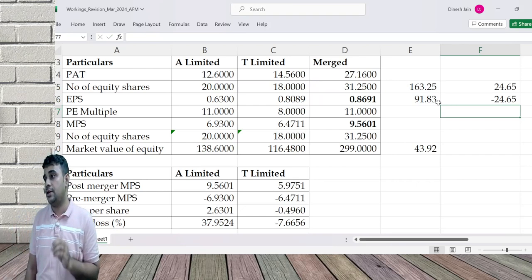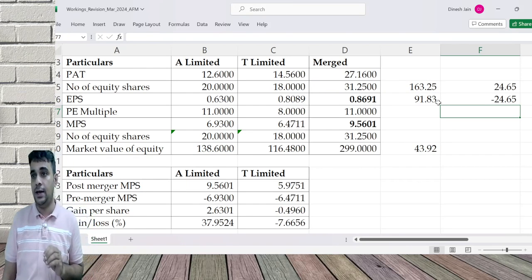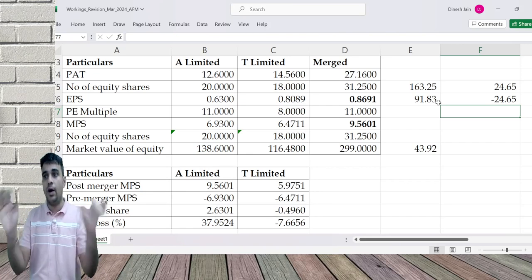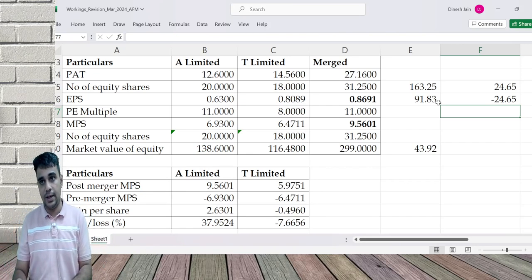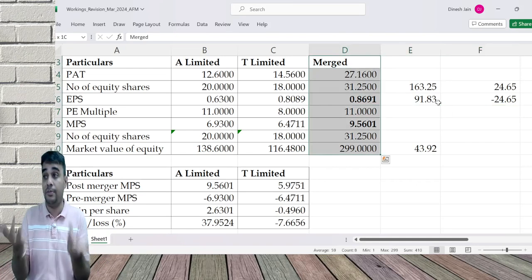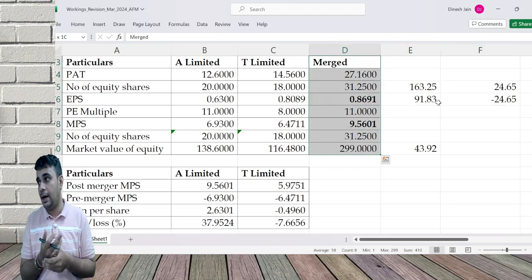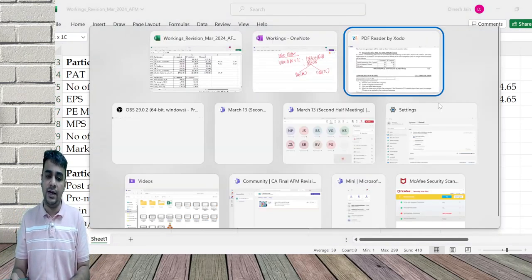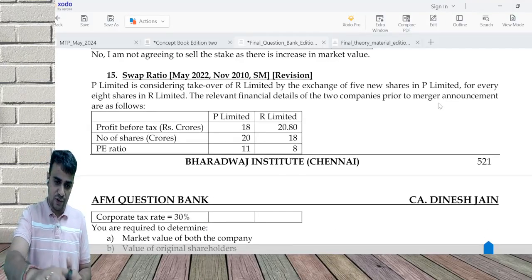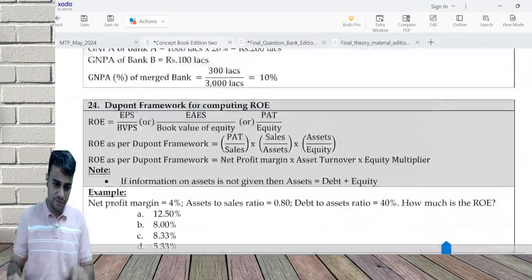Value of original shareholders basically assumes that none of the parties gains, or the overall gain is going to be zero. Why is this calculation done? Because all this may or may not happen. So value of original shareholders is saying, if it does not happen, what is the scenario? This is also covered in your concept book.